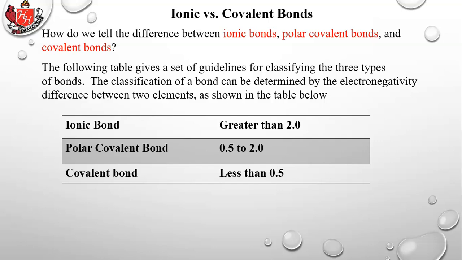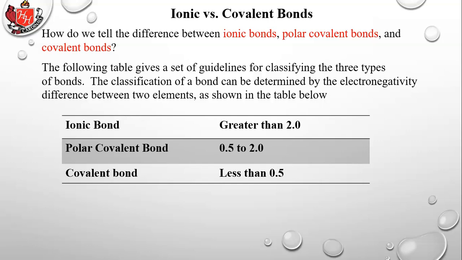So let's take an example. If you look at your periodic table of electronegativities, fluorine has an electronegativity of 4.0. Calcium has an electronegativity of 1.0. The difference between those 2 numbers is 3. That's greater than 2.0. Therefore, when fluorine and calcium get together, the fluorine is strong enough to totally take the electrons away from the calcium, and that's going to create an ionic bond.